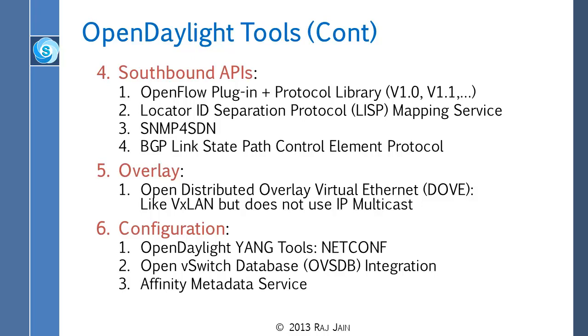Then the Open vSwitch database that we talked about before. When we talked about vSwitch, we said that to control the vSwitch, you use this database. So that is there. And then finally, there is one thing called the Affinity Metadata Service, which I'm going to describe in the next slide. Now here's the thing, this is the list today. And the list changes very fast because this is a very dynamic project, and the whole industry is trying to put their effort into it and get their piece into it. So the list of pieces keeps changing very much.